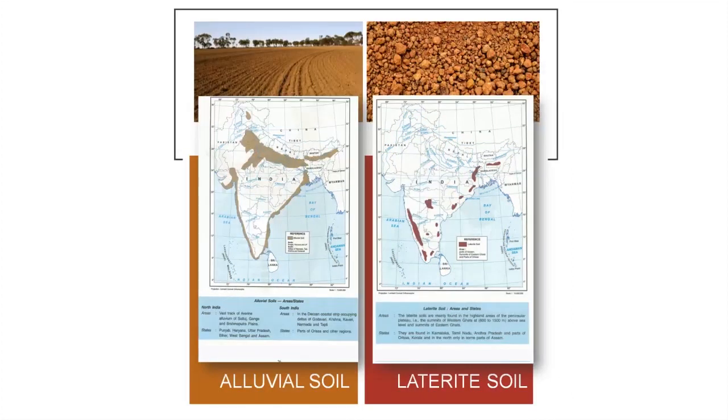Example, laterite soil in northeast India can be marked between Garo, Khasi and Jaintia hills and Brahmaputra river in a small circle as shown in the map. In south, laterite soil can be marked on summits of Western Ghats or Eastern Ghats.